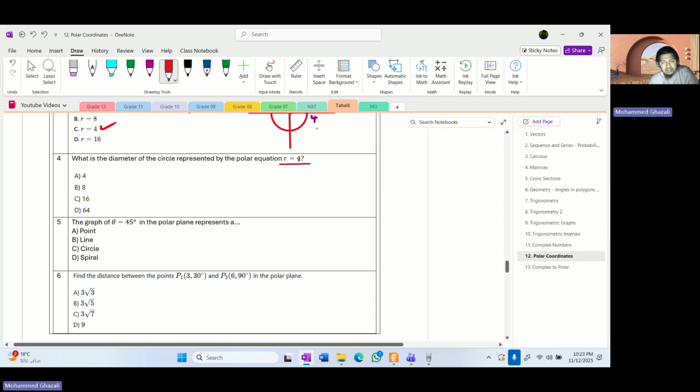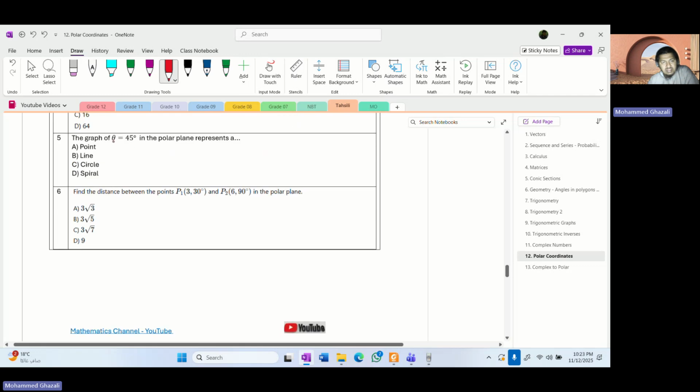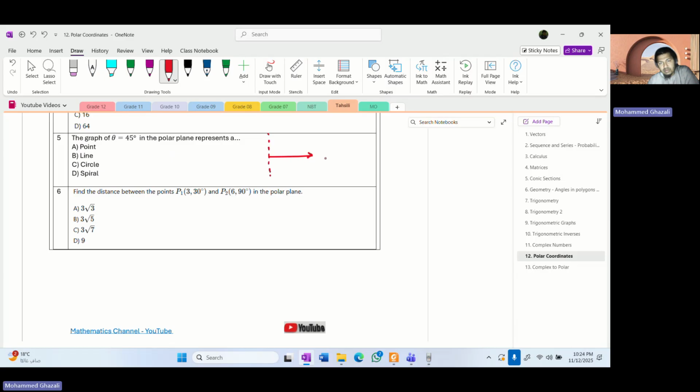Diameter is twice the radius. This is the easiest question, d is equal to 8. Next one. The graph of theta equals 45. If you're drawing theta equals 45, that's the polar axis, and 45 degrees is right here. No restriction on r. It's a line, right? That's 45 degrees. So it's a line.